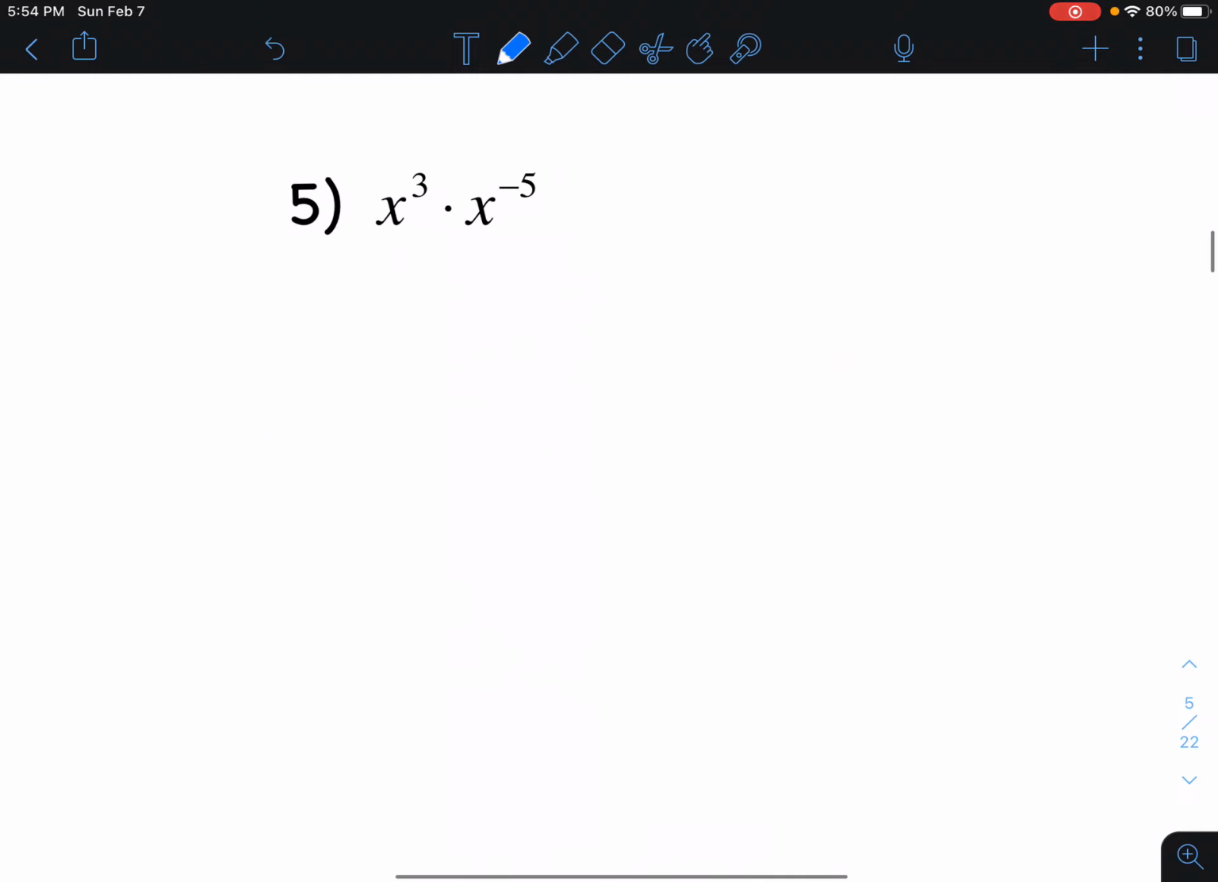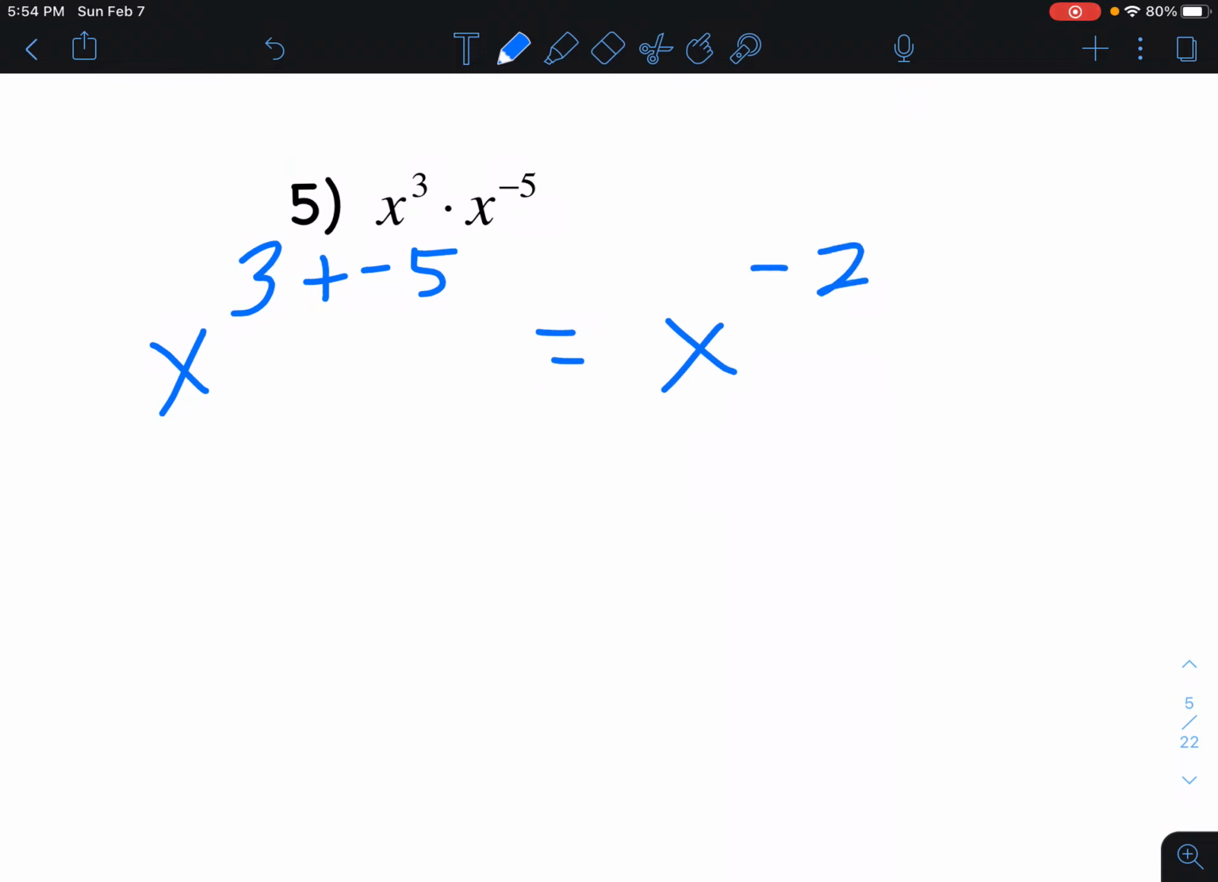Number 5, same thing here. We are going to add the exponents because it's x times x. So 3 plus negative 5, that would be negative 2. And we are not allowed to have negative exponents in our answers. So we need to make a fraction, move the x to the denominator in order to change to a positive. And then since there's nothing left in the numerator, we've got to put a 1 there.